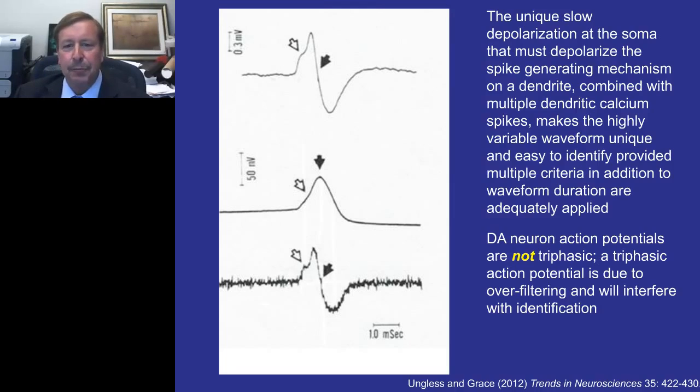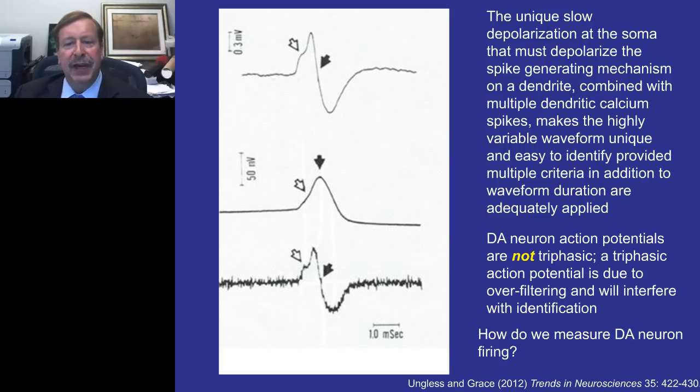Now, dopaminergic neurons, as you can see in this case, where we have an intracellular recording, an extracellular recording, and a differentiation of the intracellular recording, the neurons do not have a triphasic action potential. Anytime you see a triphasic action potential, it's due to overfiltering, which often leads to problems with identification.